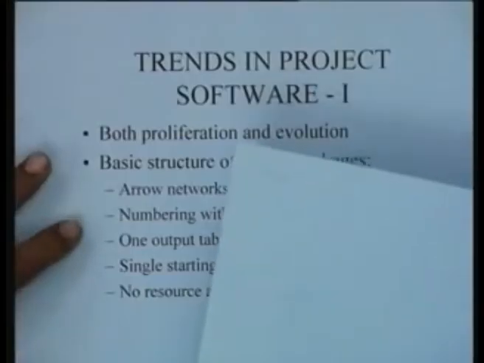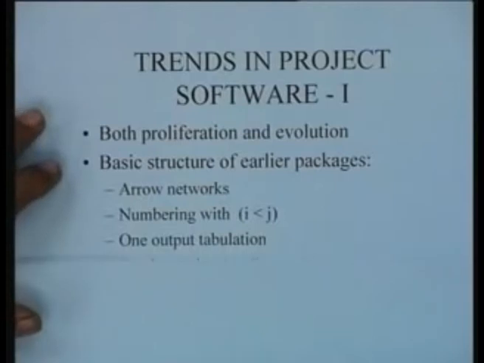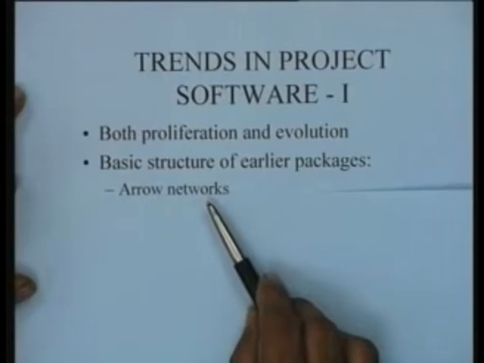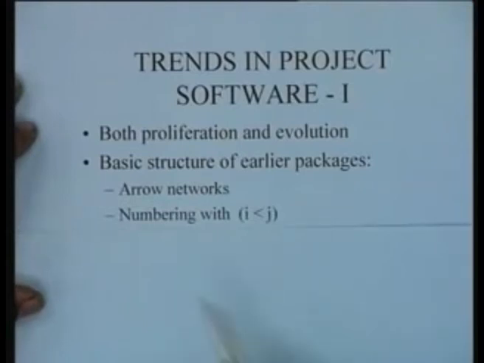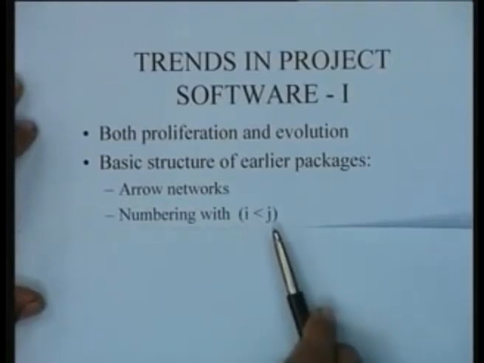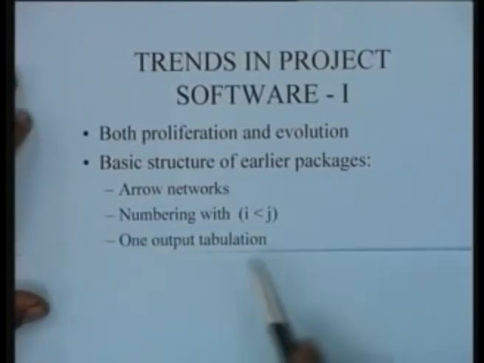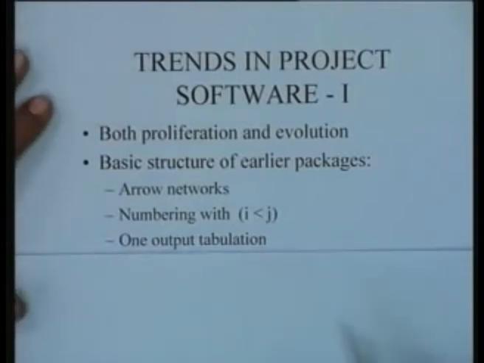Now what we can do is look at the basic structure of the earlier packages and the basic structure of the current packages. That will give you an idea of how packages are varying. The earlier packages were simple; they generally tended to operate with AOA networks or arrow networks. Numbering was always done originally with i less than j, because it was much simpler and error checks were eliminated. There was generally one output tabulation, simply. They would do a forward pass, backward pass, print out the floats and give you that table, and that's the end of it.